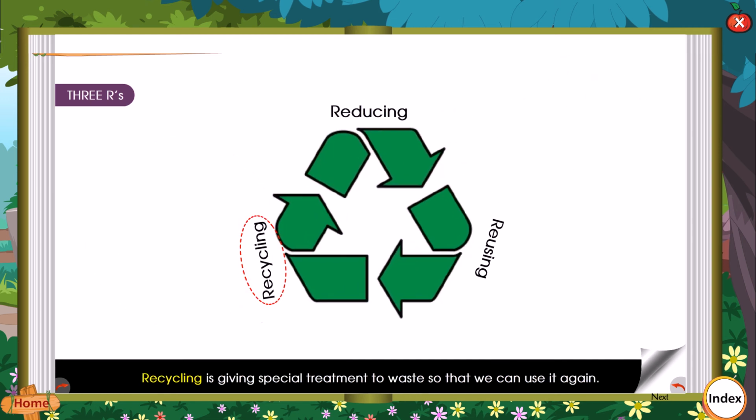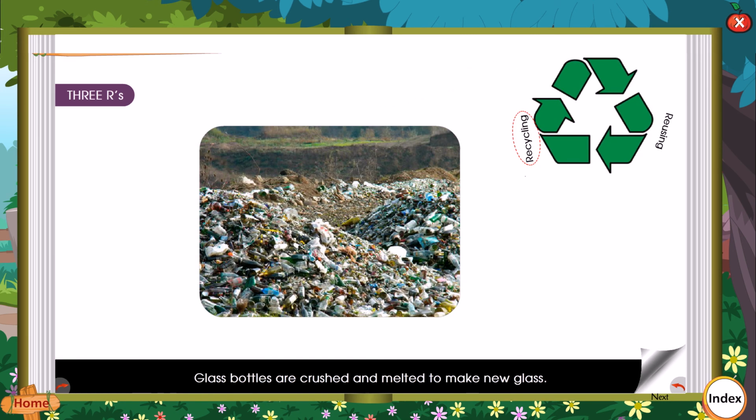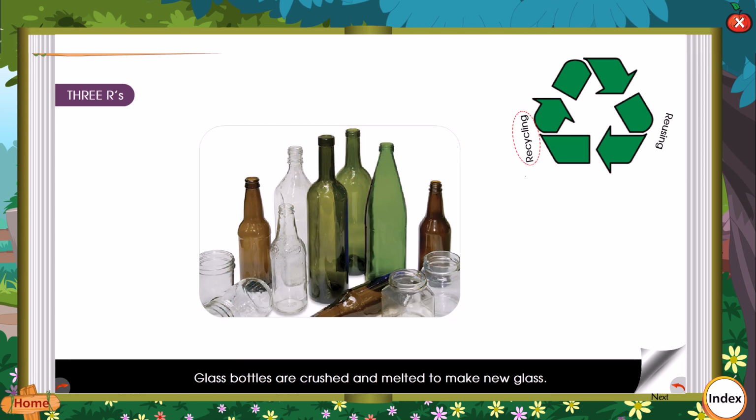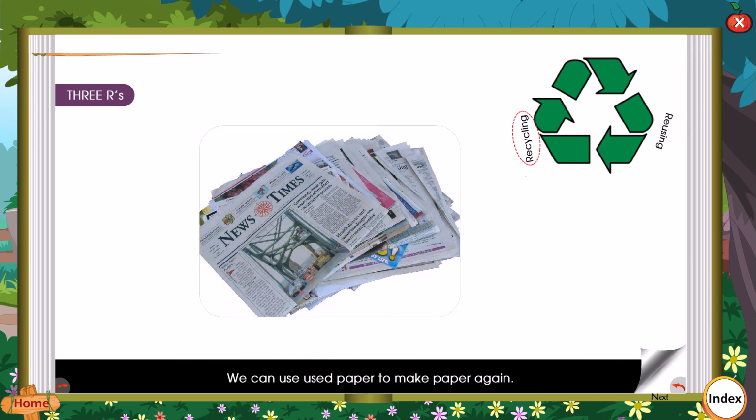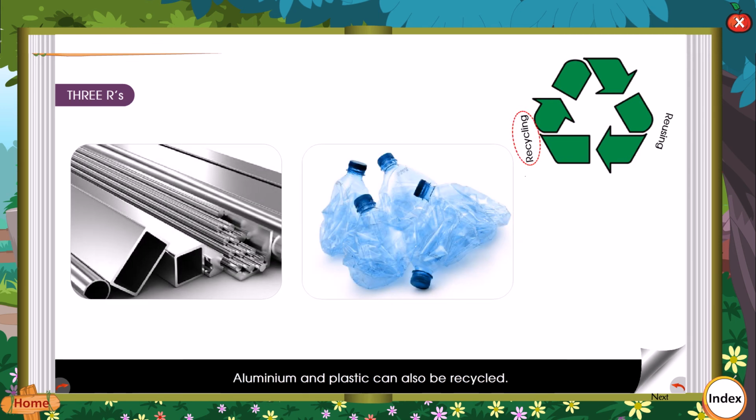Recycling is giving special treatment to waste so that we can use it again. Glass bottles are crushed and melted to make new glass. We can use used paper to make paper again. Aluminium and plastic can also be recycled.